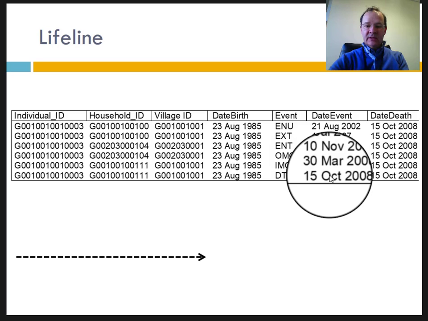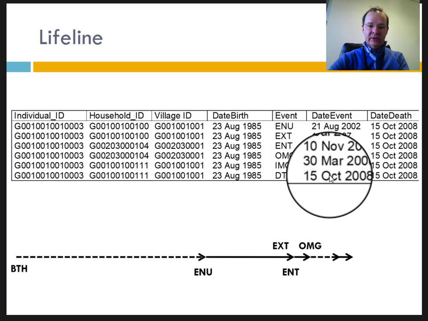The episodes out of the study area are drawn with hash lines. She was enumerated, then she exited and entered, she made a local move, then she out-migrated and re-entered the study area with an in-migration and then died at the age of 23.